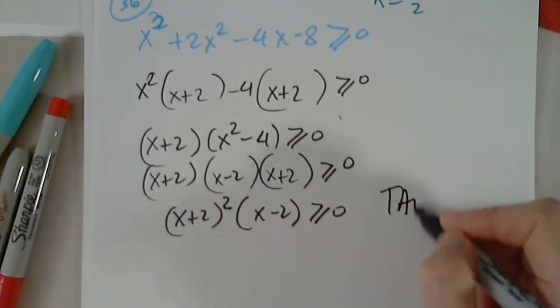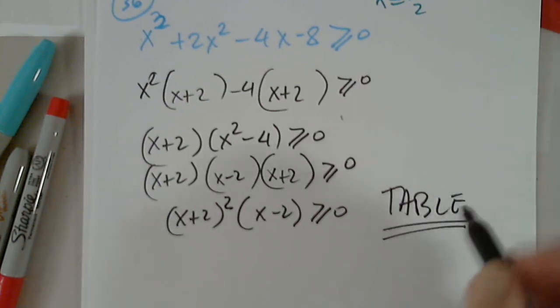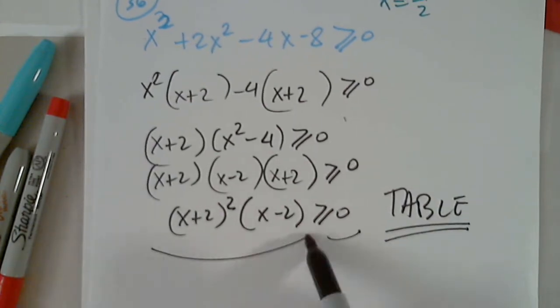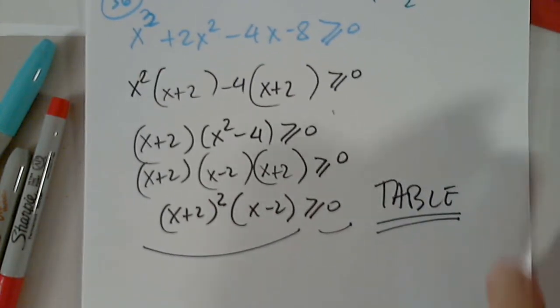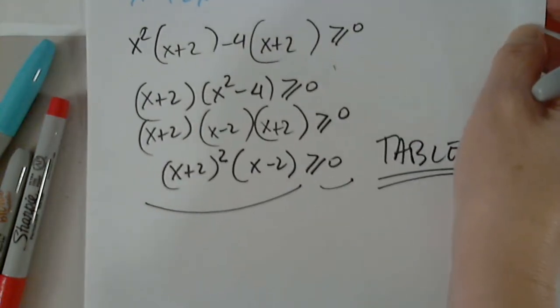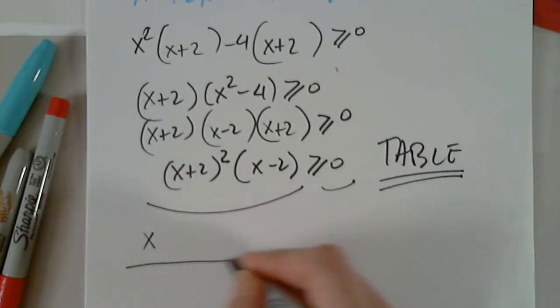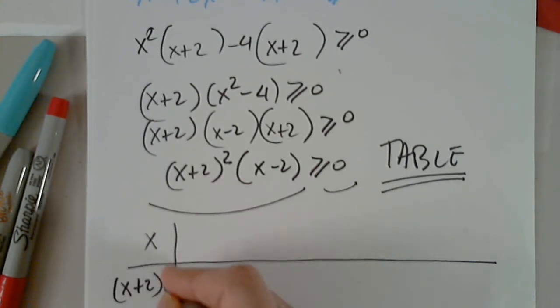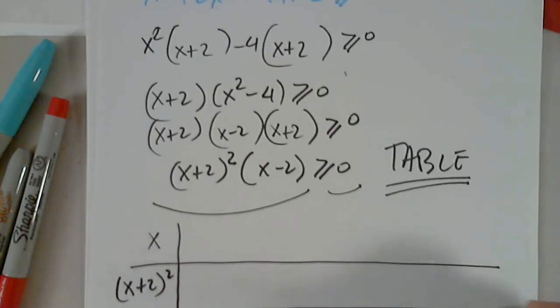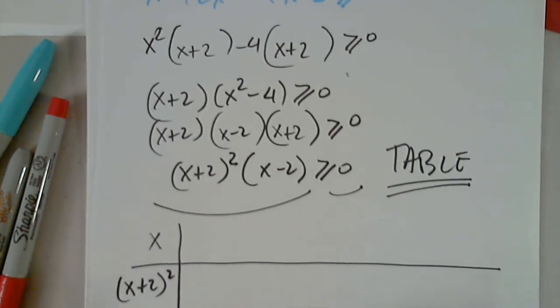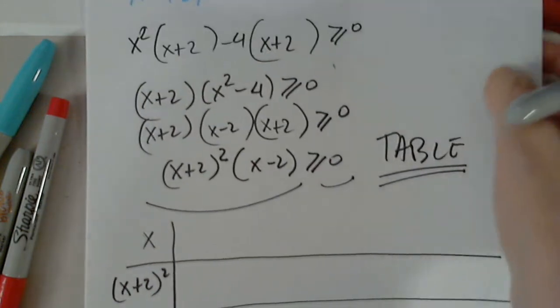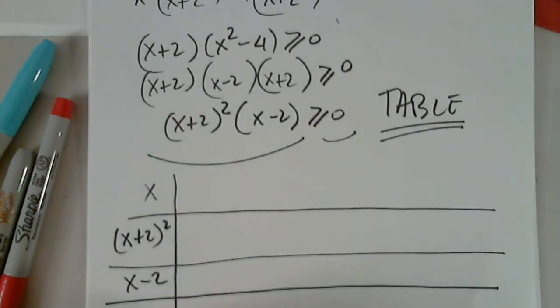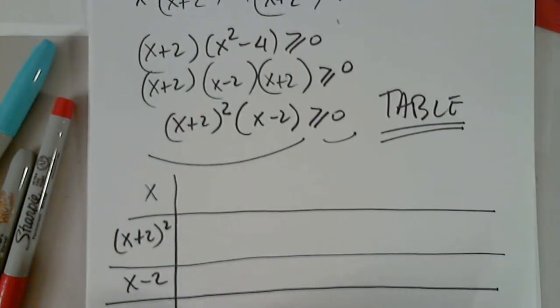Now I can use the table. Only now I have 0 on one side and a product on the other. Otherwise, the table will not work. X is the variable in the problem. X plus 2, and I'm going to write it as squared, but we have to be careful on something in a minute. X minus 2, and the entire product. X plus 2 squared and x minus 2.